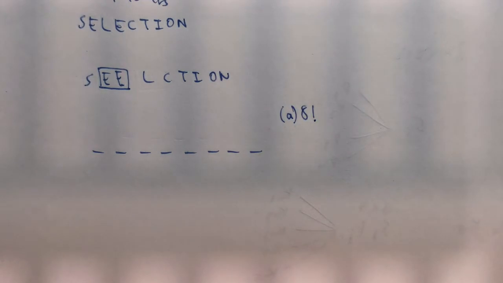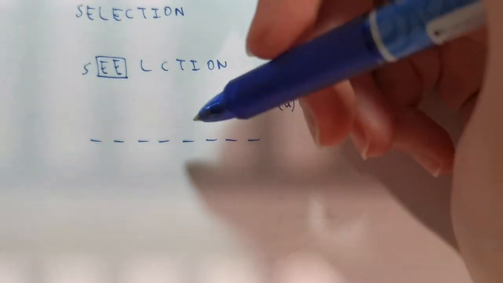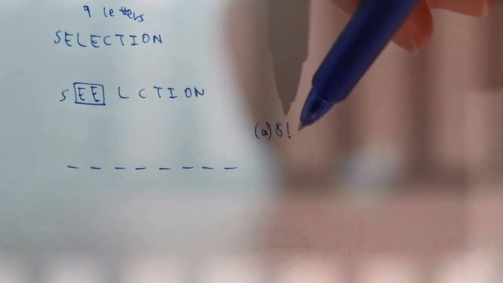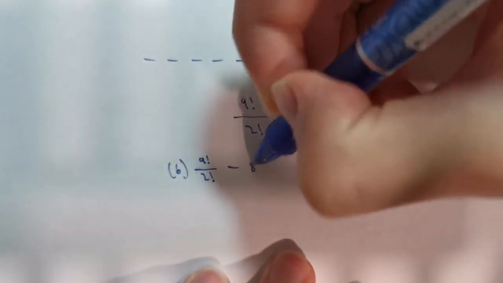Then question B says, what if the 2 letters E are not next to each other? To do this, we find the complement, which is rule number 3 of what I said just now. Instead of finding the number of ways in which the two letters E are not next to each other, we find the number of ways where the letters E are next to each other, which we already found here, and then we find the total number of ways. The total number of ways to arrange selection is 9 factorial over 2 factorial. The 2 factorial is because the letters E are repeated. So the answer to B is 9 factorial over 2 factorial minus 8 factorial.